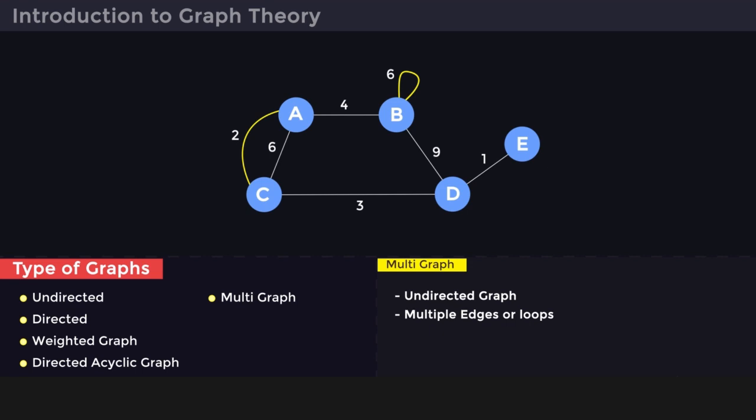The next one is simple graph. A simple graph is a kind of undirected graph in which multiple edges and loops are not allowed.